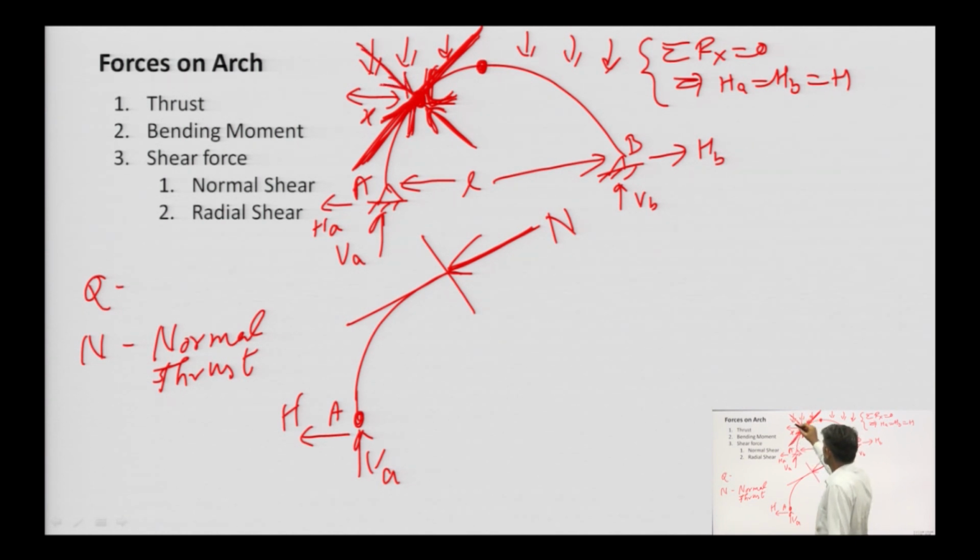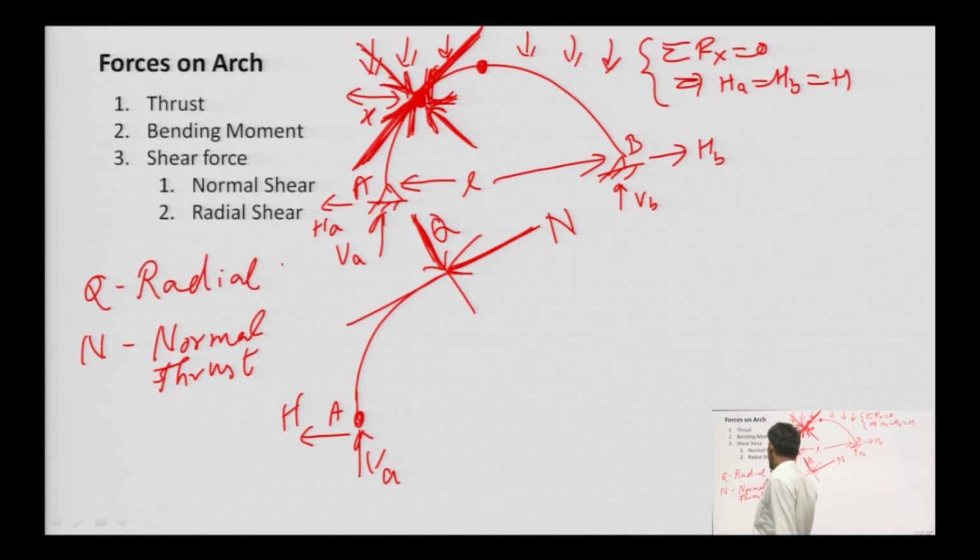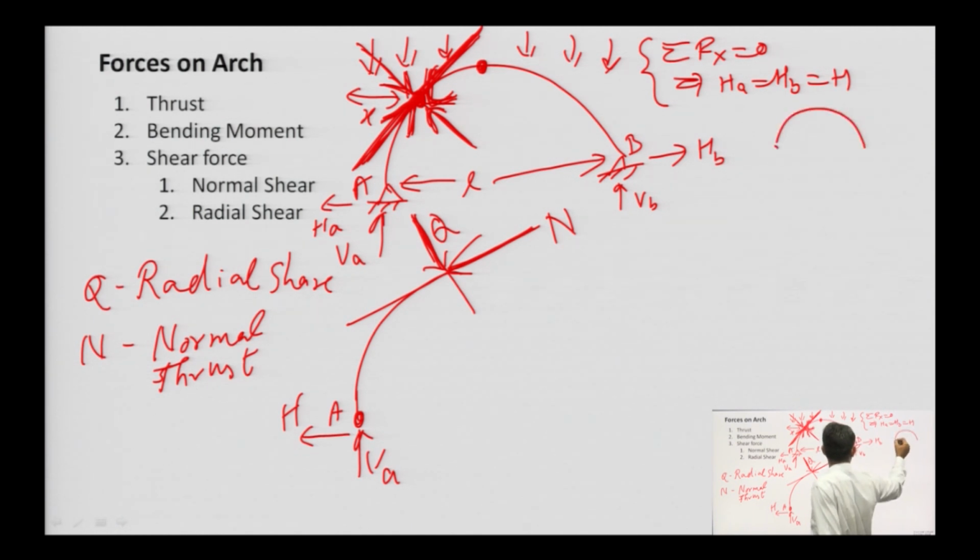Equal and opposite. Say this is Q. This is the radial shear. Why is it radial shear? Because this shape has a certain value of radius, and it acts along that. That is why it is radial shear. Normal thrust or normal shear can also be said.